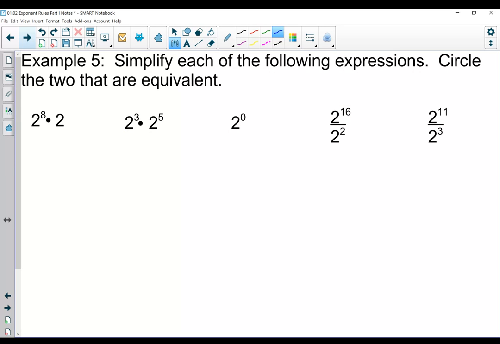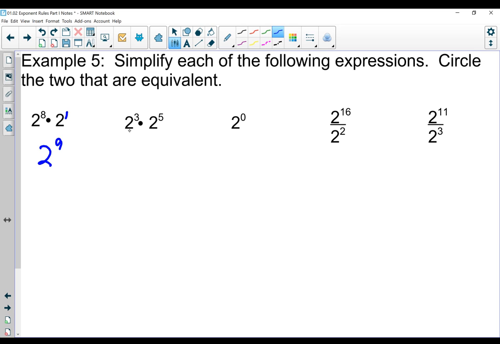Example 5, simplify each of the following expressions. Circle the two that are equivalent. So for a longer problem like this, my go-to is probably also going to be those properties where I'm adding or subtracting or doing whatever I need to do. But it's always good to still be thinking through that language and visualizing what's happening. So with this first one, 2 to the 8th times 2, I'm thinking right now that I have 8 2's all multiplied out, and then I'm multiplying it by one more 2. So I know I will have 2 to the 9th power. And that works when I add their exponents. 2 to the 8th, my exponent's 8 plus the 1 over here. 8 plus 1 would be 9.